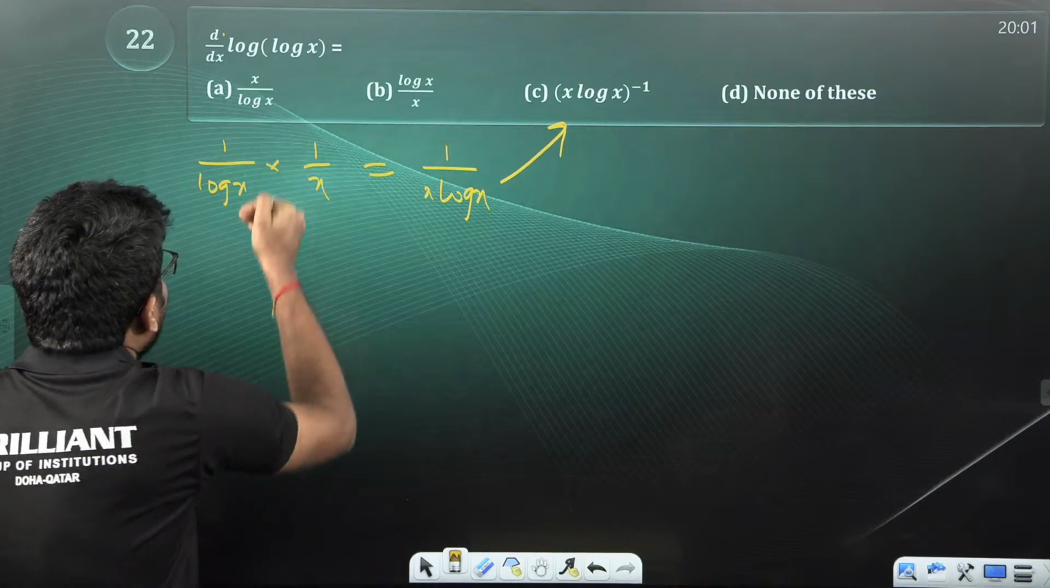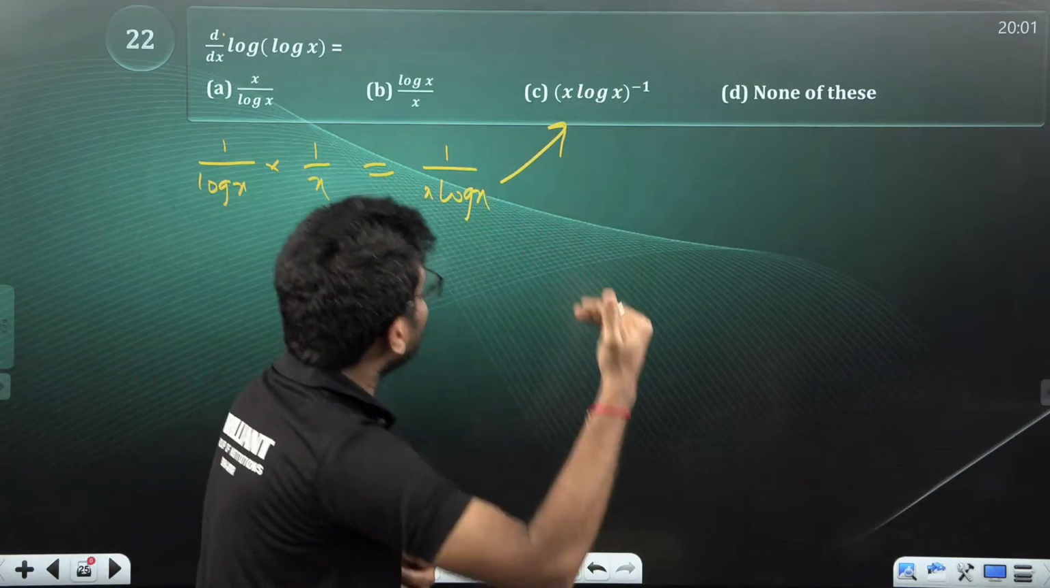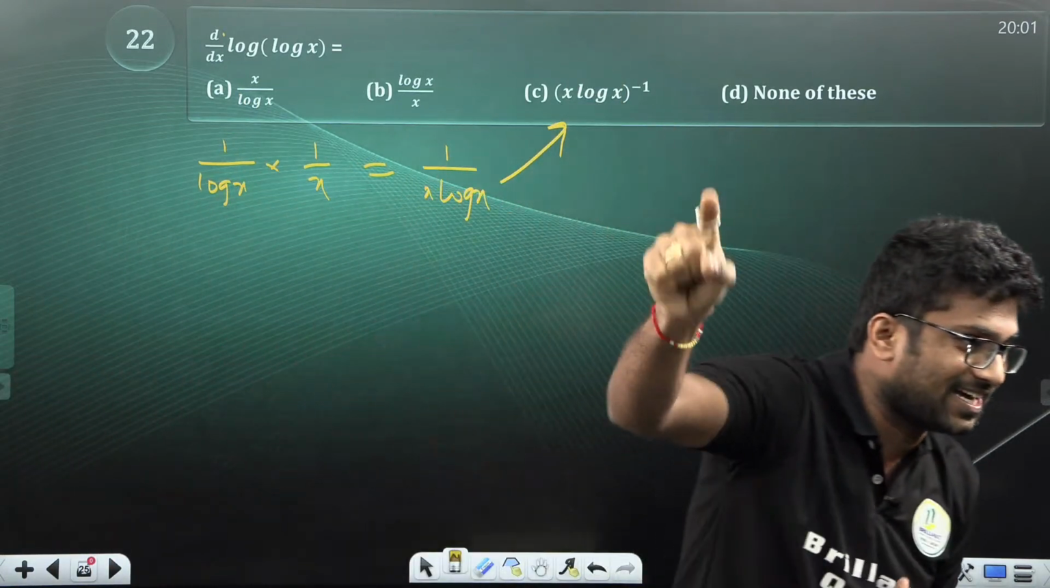Option A is x by log x, but option C is 1 by x log x. 1 by x log x is our answer.